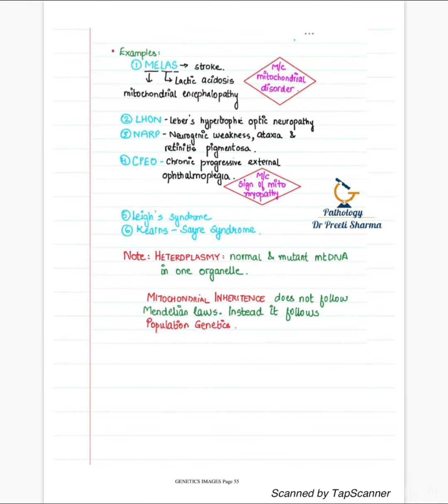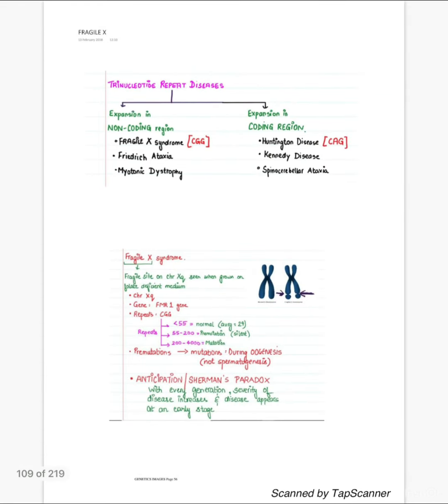For example, you have MELAS, that is mitochondrial encephalopathy, lactic acidosis with stroke-like syndrome. That is the most common mitochondrial disorder. Then LHON, that is Leber hereditary optic neuropathy. Then NARP, that is neurogenic weakness, ataxia, retinitis pigmentosa, not so important, guys. Then CPEO. So these are all there, you can read them, guys.